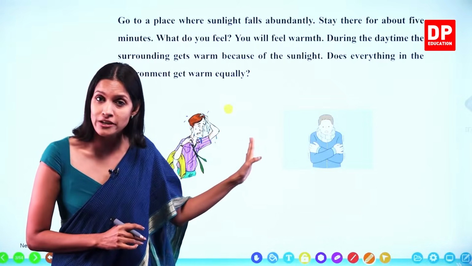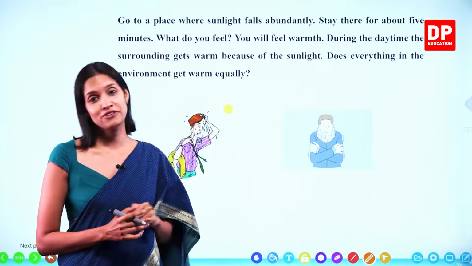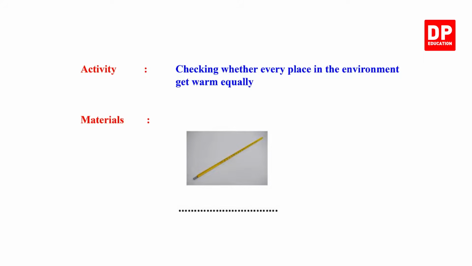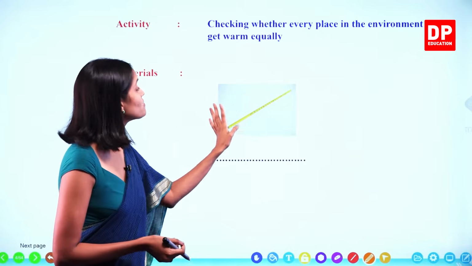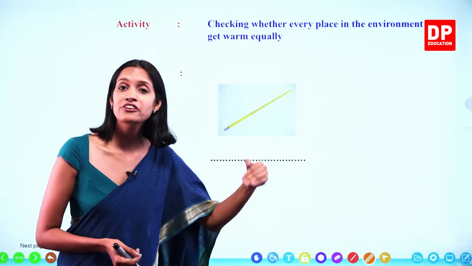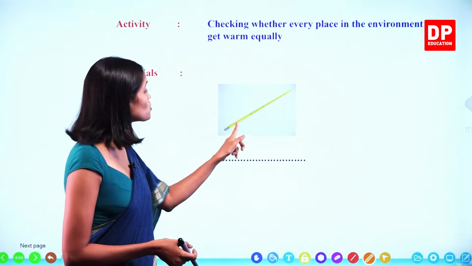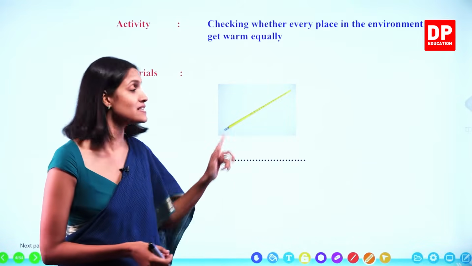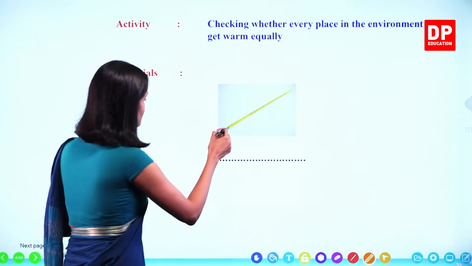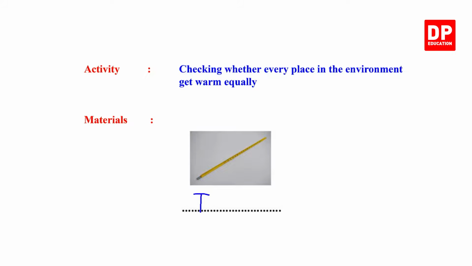So to understand this better, does everything in the environment get warm equally? To understand this better, we are going to do a very simple activity now. Okay, our first activity of this lesson: checking whether every place in the environment gets warm equally. Right, children? So what are the materials we need? We need only one material, a thermometer. Why do we need a thermometer? Because we are going to check the temperature of different places. So the instrument we use to measure the temperature is the thermometer. Right, children? Let's write thermometer.